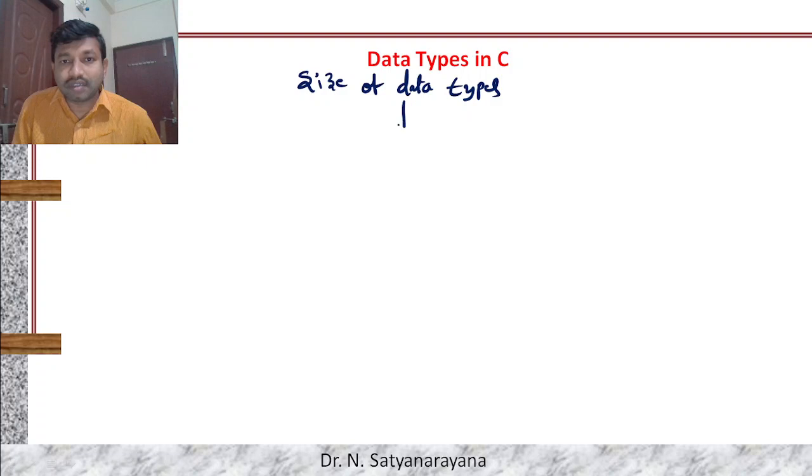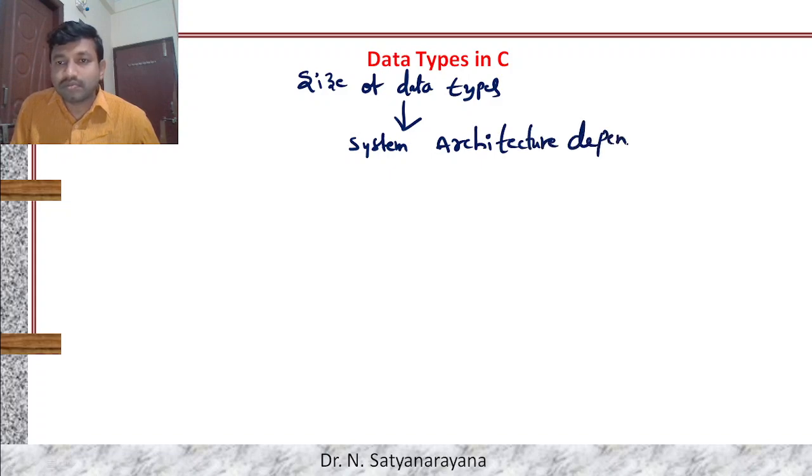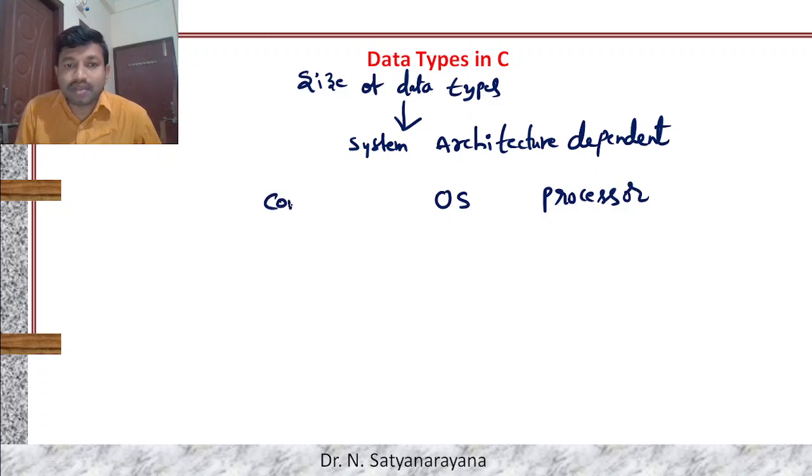One has to know that the size of a data type is system architecture dependent. What does it mean? System architecture means we have the operating system and we have the processor. When we write C programs, we have a compiler. The compiler talks to the operating system and the operating system talks to the processor. The communication happens between these three and our C program gets executed.